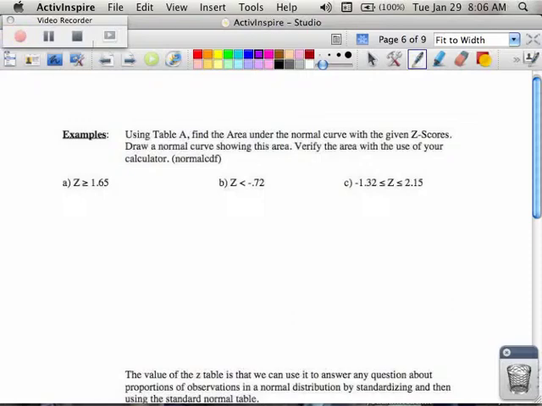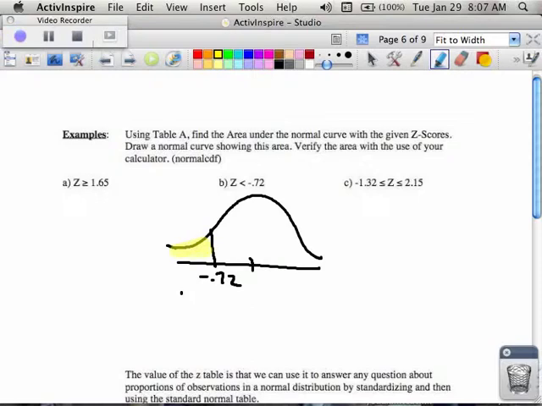But how do you try them? Okay, so here we go. Let's try again. As I draw a picture, because I said pictures are very helpful, what I see is the following. I see my density curve. I know that here's my mean. Here's negative 0.72. I'm looking for all of this data over here.